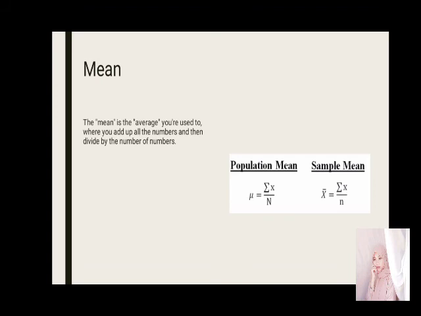In symbols, some use M, but to differentiate the population and the sample means, we use the Greek letter mu for the population and X bar for the sample mean. Consider here that the capital N is the population size, and the small n is the sample size.